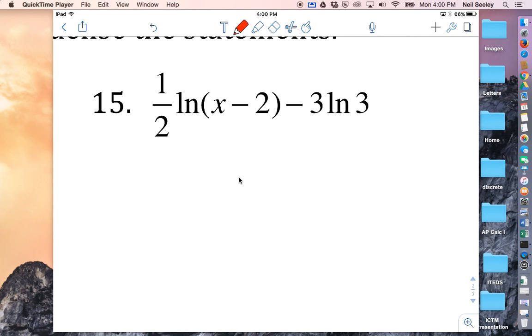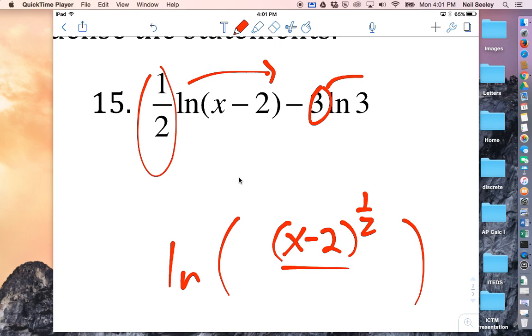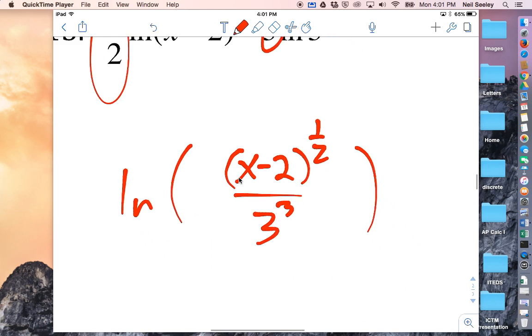I see 2 logs, but we're going to condense it to 1. And I'm going to make my little fraction bar because I see a minus sign in there. Powers up top first, so I put that 1/2 up there. This goes on top because it's a positive log. x minus 2 to the 1/2. And the one that's subtracted, I'm putting the 3 back up to the power. So it's actually 3 to the 3rd. And that means on the bottom I'll have 3 to the 3rd, which is 27.